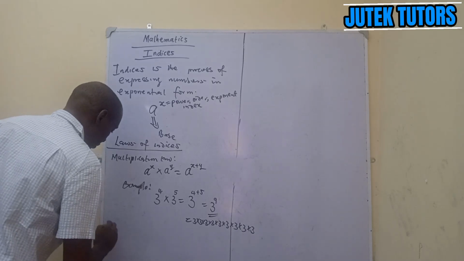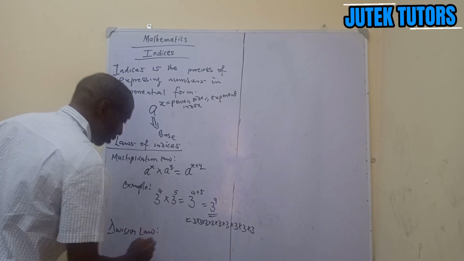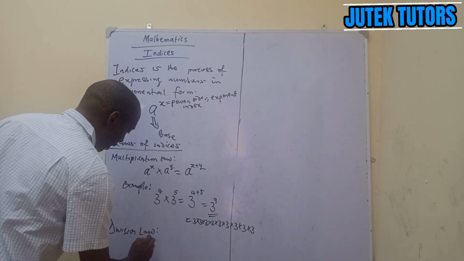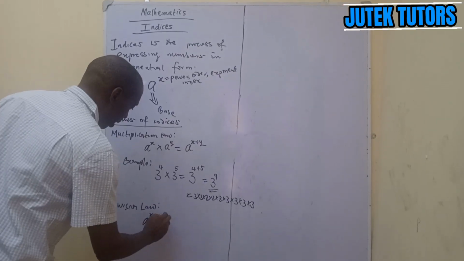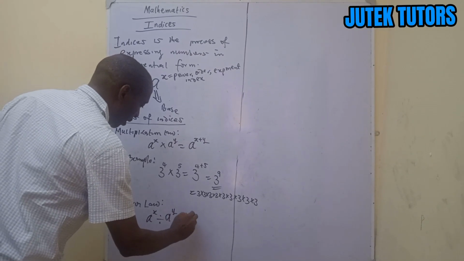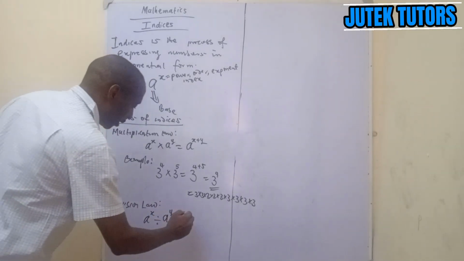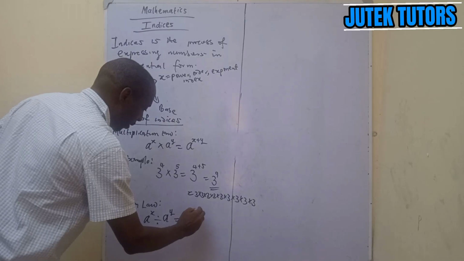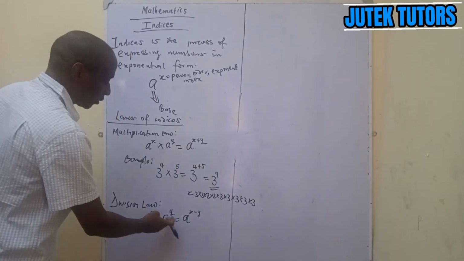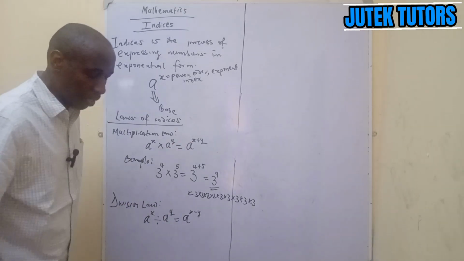So let's look at another law we call the division law. In the division law, we can have, let's say, a raised to power x divided by a raised to power y. In this case, we take the common base and we subtract the powers: a raised to power x take away y. That is the division law.